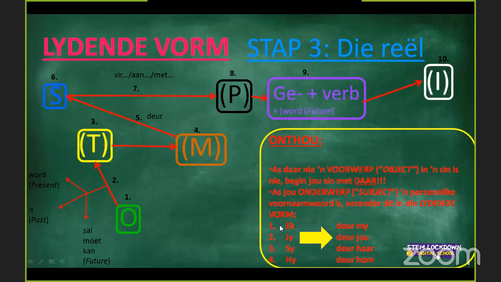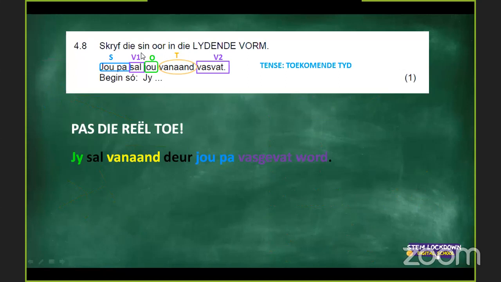Right, so let's have a look at the given sentence that was given to you, and then we are going to rewrite it using these steps. So kom ons kyk. Goed, so ek het nou skryf die sin oor in die lydende vorm. En as ons nou kyk, sê dit jou pa is our subject. So I'm doing my step one, I'm putting my sentence into stompie. Sal is verb one. Jou is the object. Vanaand is time, and look, it's in an odd place. It's not in front of the object like it usually is. And dan vat, vat. Okay, that's our verb two.